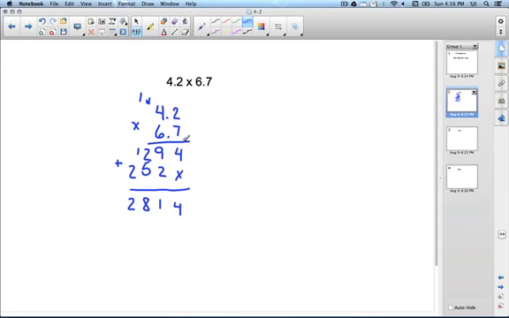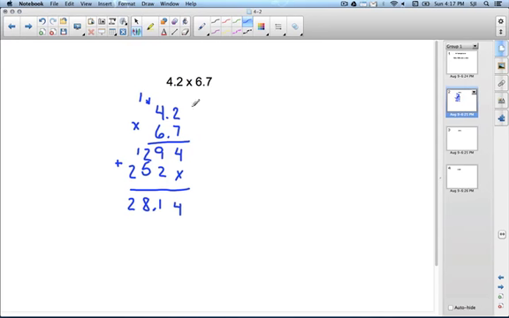And now we're going to figure out how many place values we need to move the decimal point over. There's one number to the right of the decimal here, and there's one number to the right of the decimal here. So that means in all we have two numbers to the right of the decimal point. So in our answer down here we need to move the decimal point over twice. 1, 2. So our answer goes right here. And so the answer to 4.2 times 6.7 is 28.14.